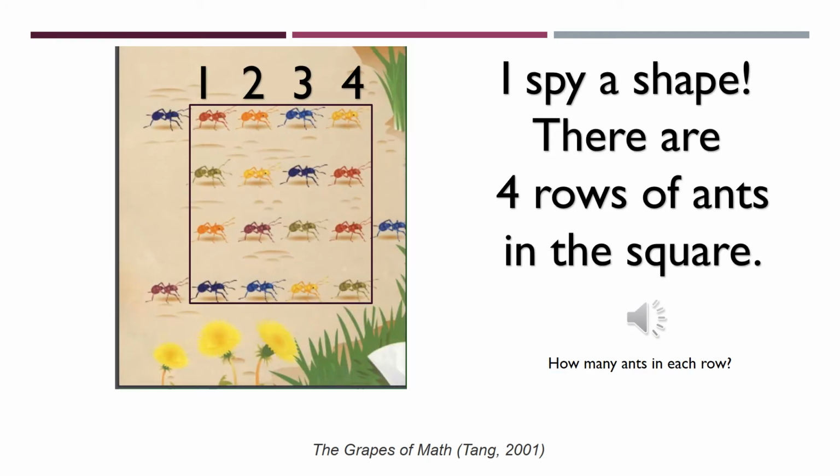Time to solve riddle number 4, ant attack. How many ants are in this scene? We're looking for a shape. Do you see it? I see a square shape of ants. We have 1, 2, 3, 4 equal rows of ants. How many ants are in each row? I spy a shape. There are 4 rows of ants in the square. How many ants in each row?